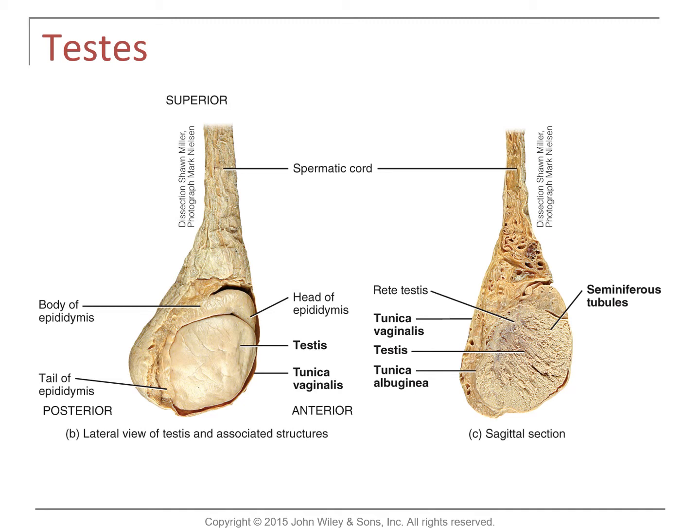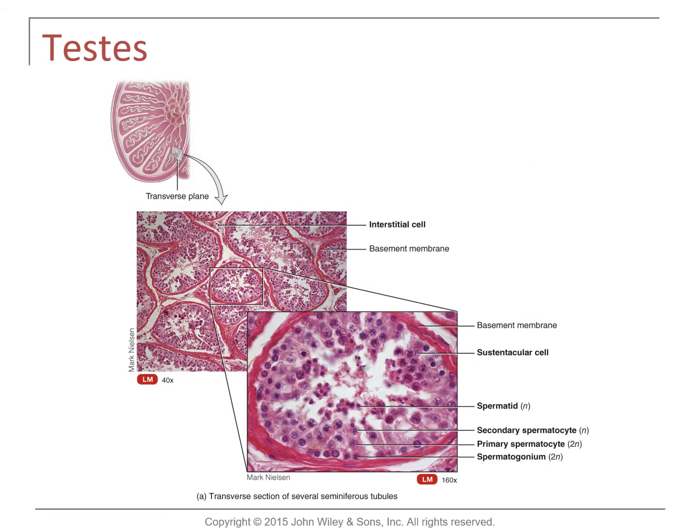And on the right, you can see roughly the seminiferous tubules, the rete testis, the tunica albuginea that form the septum and lobules, as well as the more superficial tunica vaginalis. In this transverse plane through a testicle, you can see the rete testis and lobules well defined.